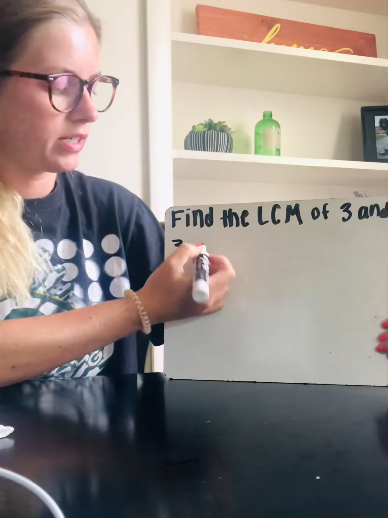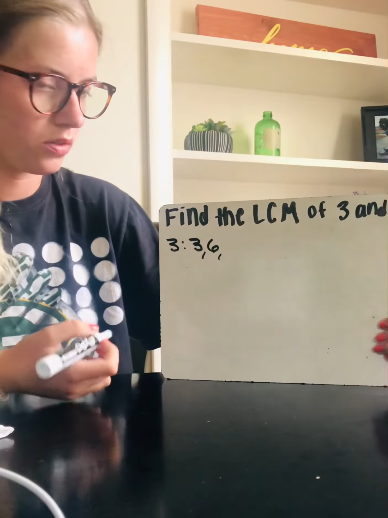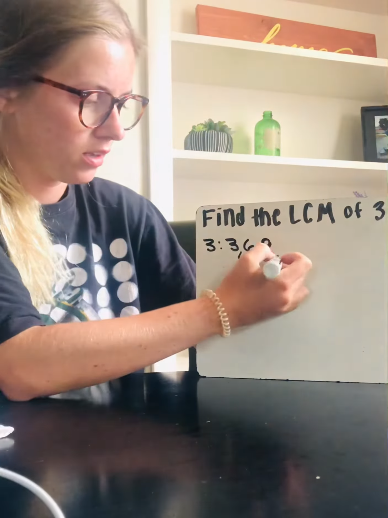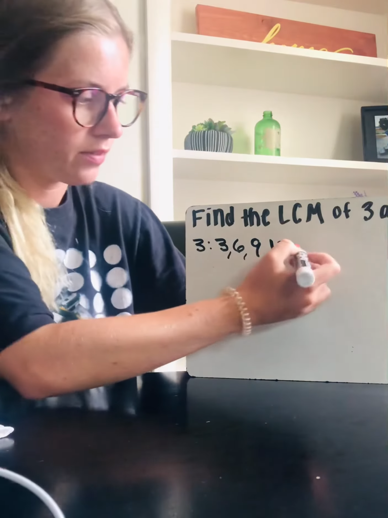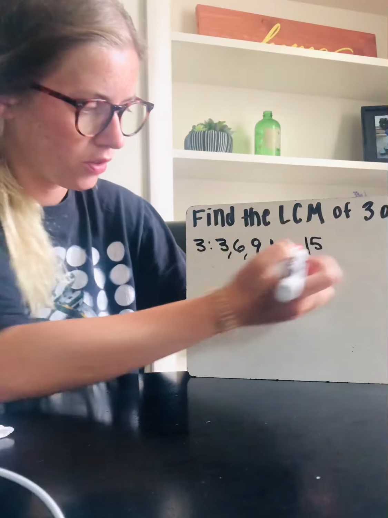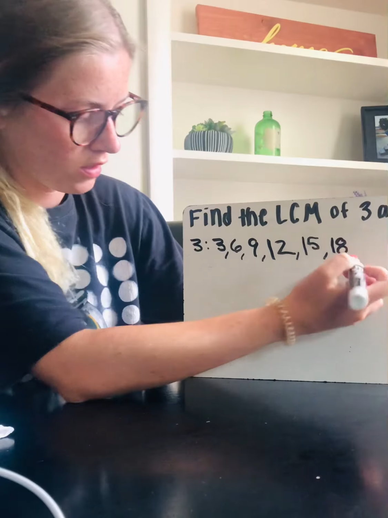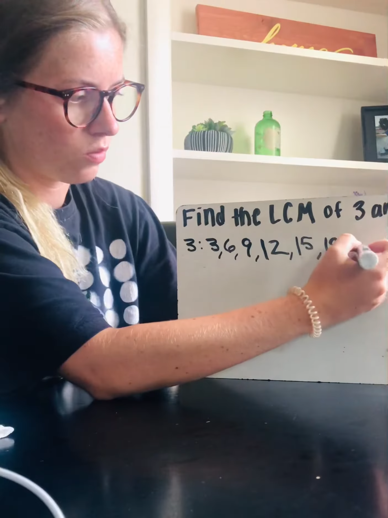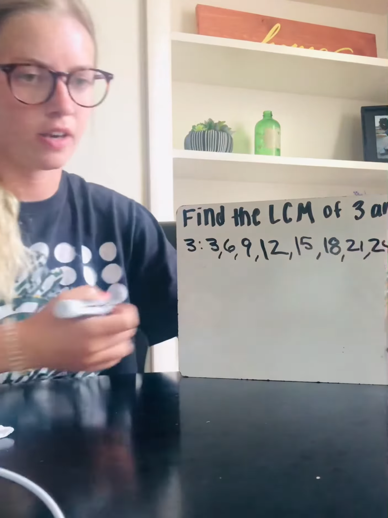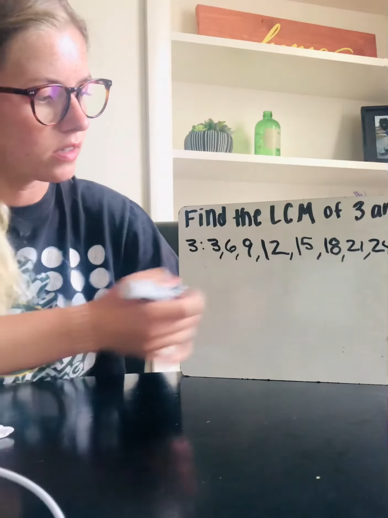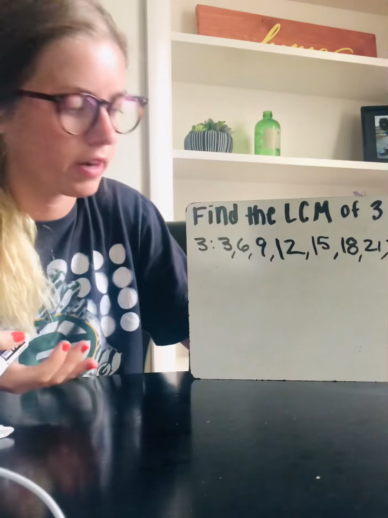So we'll start with doing 3 times 1, which is 3. 3 times 2 is 6. 3 times 3 is 9. 3 times 4 is 12. 3 times 5 is 15. 3 times 6 is 18. 3 times 7 is 21. 3 times 8 is 24. Running out of room. 3 times 9 is 27.